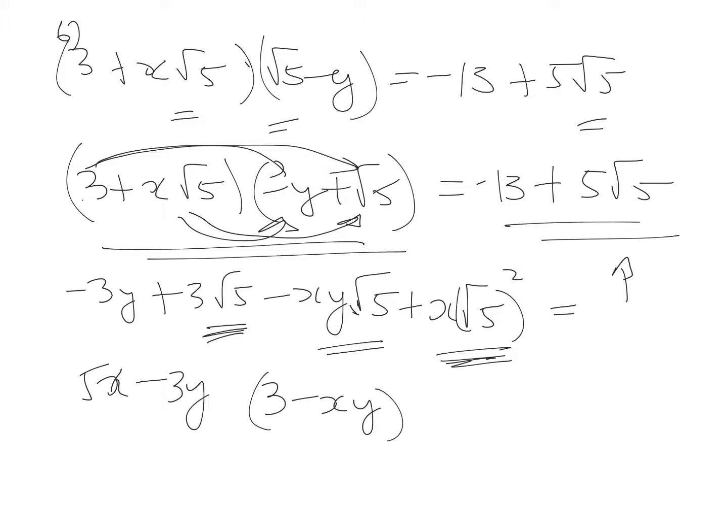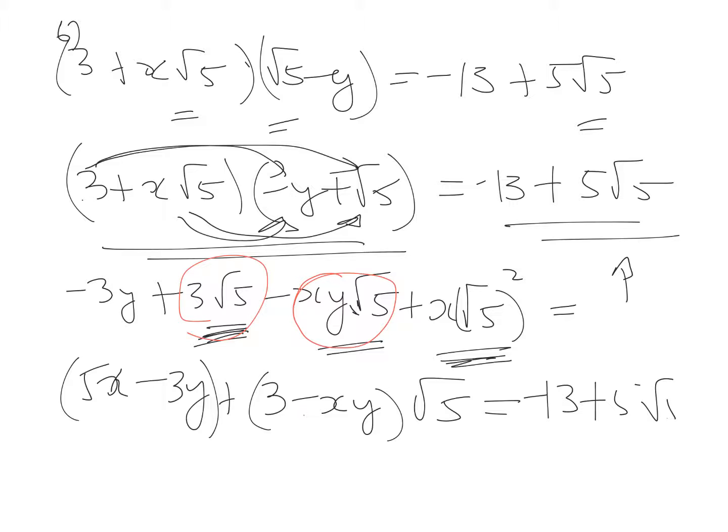root 5. So let's put that in brackets. I'm factoring the 3 over here. Let me show you in red. I'm factoring the 3 and then the xy from this expression to give me 3 minus xy root 5. And then I'm putting those two together as one block, and then we're adding them. So this is what we have as our expression, and that is equal to negative 13 plus 5 root 5.